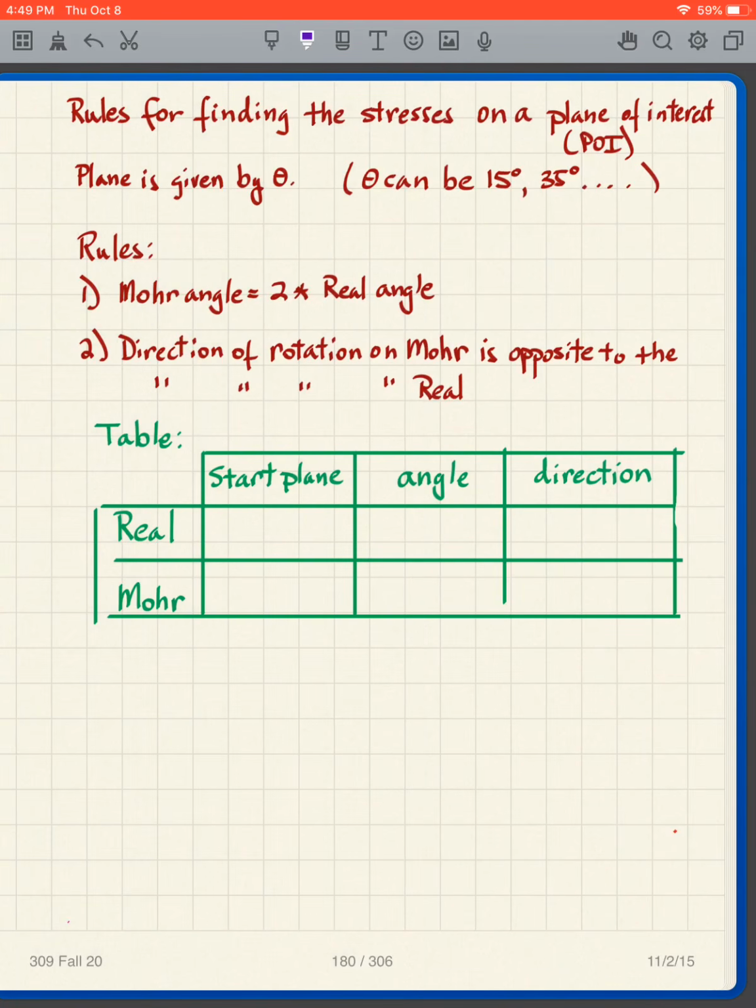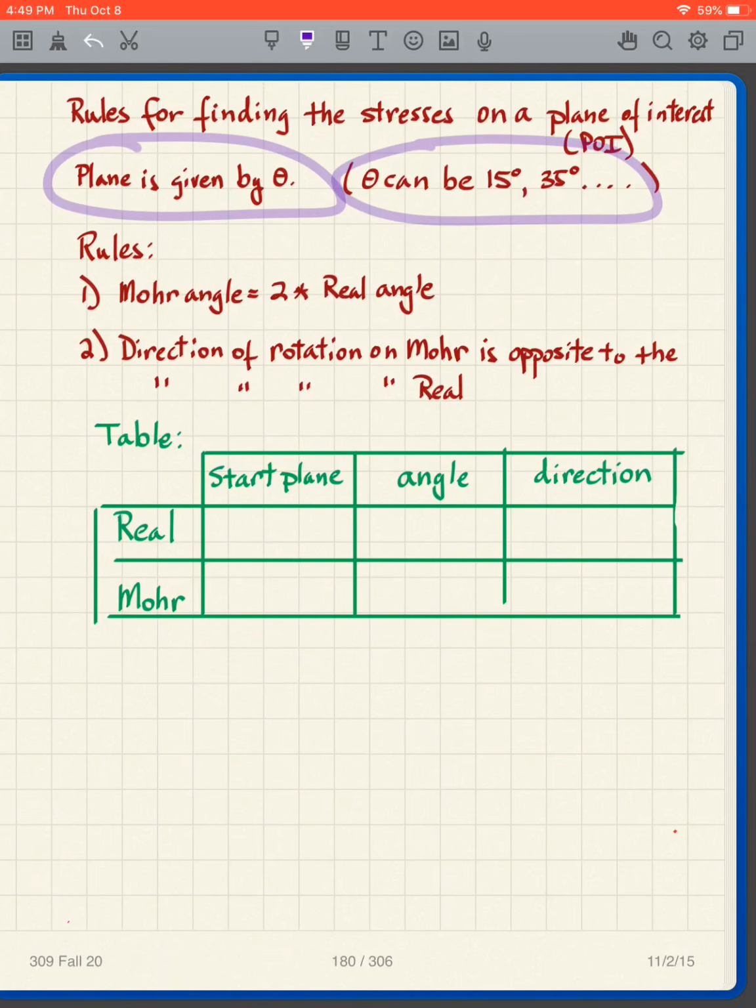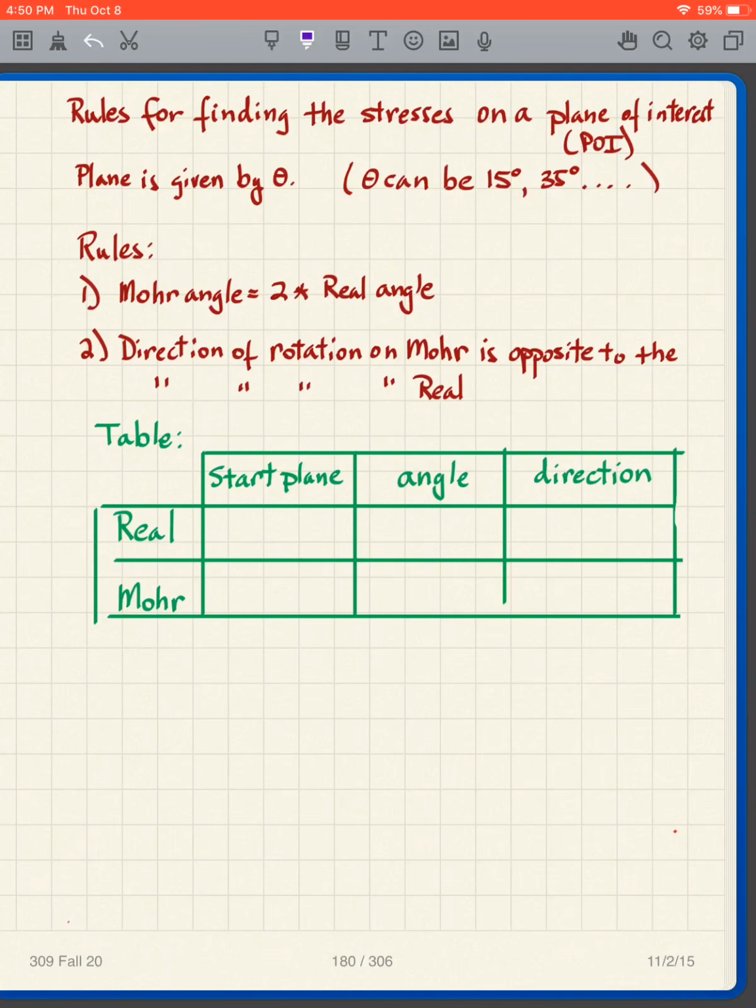And I'm not going to go through it. If you look at the derivation, you will figure out these rules in a sense. I mean, some of it's obvious. So what we're going to say is the plane is given by an angle theta, and for instance, theta can be 15, 35, 25, 8.5. It can be many different things. So theta is going to be given, and we're going to have some rules, and you'll see why as we go along. The Mohr angle is 2 times the real angle.